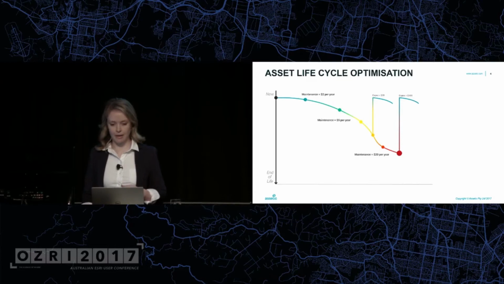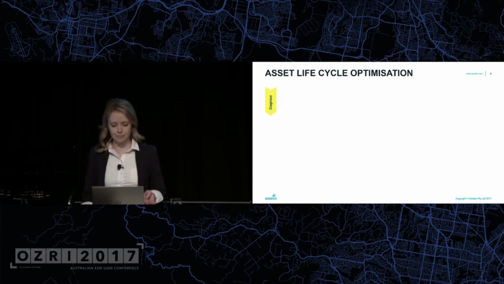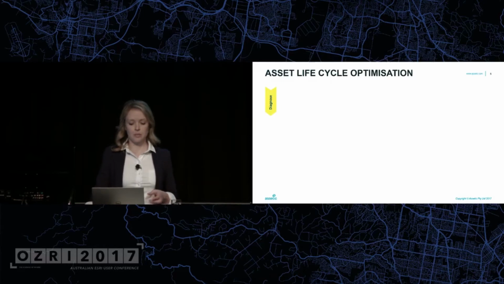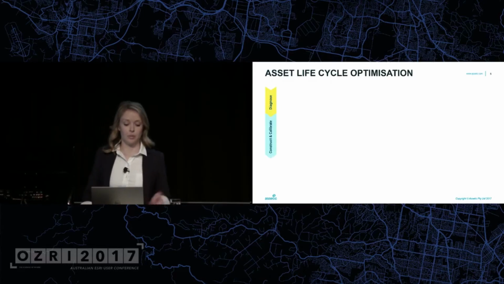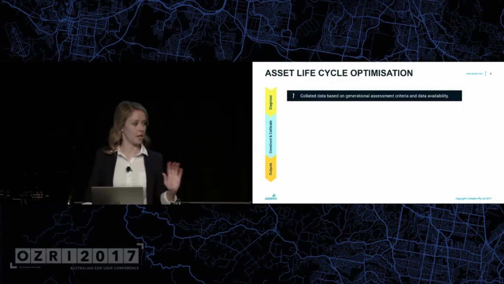Now if we had hundreds or thousands of assets even, and they all have their own degradation profile, they all have their own intervention point, that's when we start to really see the benefit of Predictor and doing this modelling. So with Sydney Trains, we implemented a 3-phase process, which is diagnose, construct and calibrate, and then looking at our outputs. And within these 3 phases, we've got 5 steps.